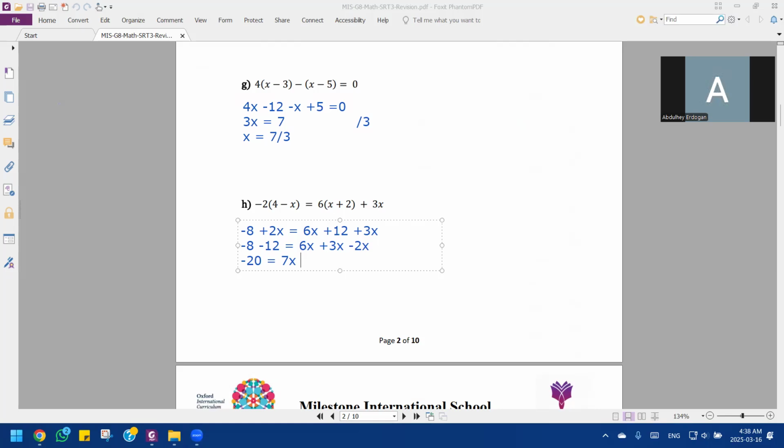Okay, now what should I do? We divide both sides by 7. So minus 20 over 7 is equal to x. So x is equal to minus 20 over 7. If it is 21, we will say 21 over 7 is minus 3. Okay, next.